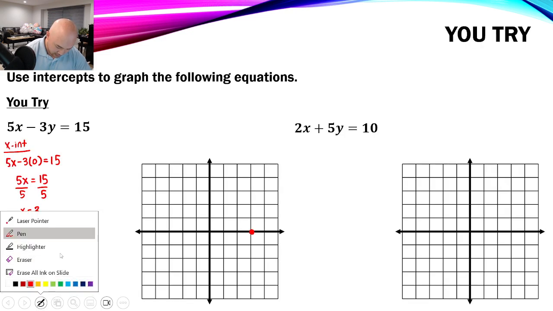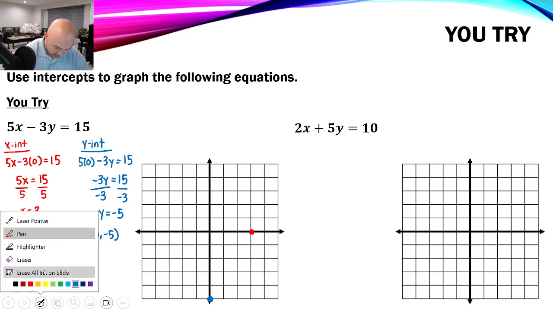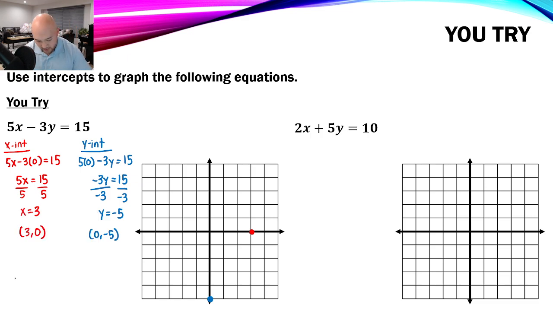Our y-intercept is when our x value is 0. So now that's going to be 5 times 0 minus 3y is equal to 15. The 0 times 5 is just 0, so we're just going to end up with negative 3y is equal to 15. Divide both sides by negative 3, and we're going to end up with y is equal to negative 5. So that means my y-intercept is going to be 0, negative 5, which would be 1, 2, 3, 4, 5. This point all the way down here. And then we're just going to grab our ruler and connect those together, which would give me this line right here.